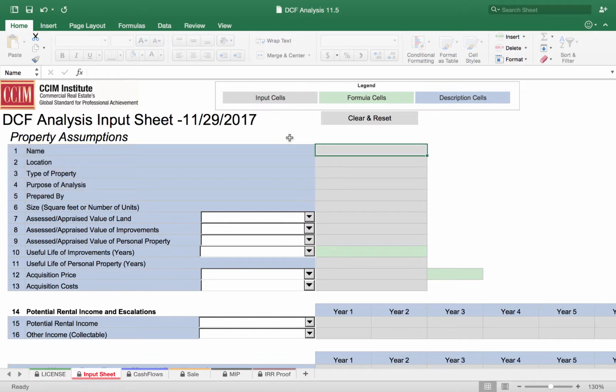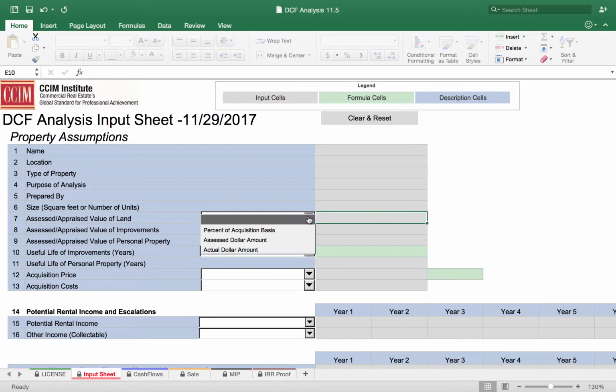The second tip is always execute the drop downs first. So I'm going to go over here to the first drop down that we see, line 7, assessed appraised value. I don't want to enter a number into the cell first. Your first move has to always be execute that drop down that provides a descriptor of that cell. Once you choose the proper descriptor, then you can go ahead and enter the information into the cell. So that's the second tip. Always execute that drop down first.